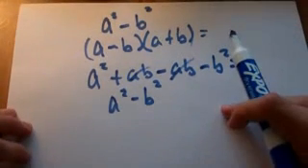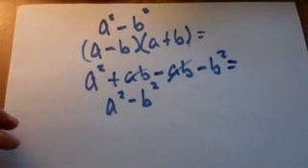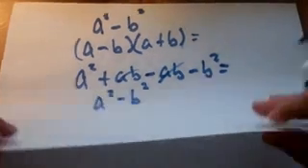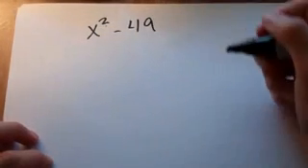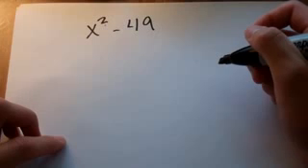Okay, let's look at another one. Let's look at an actual example from a book. Let's look for a good one here. Okay, how about this? We have x squared minus 49. X squared minus 49.